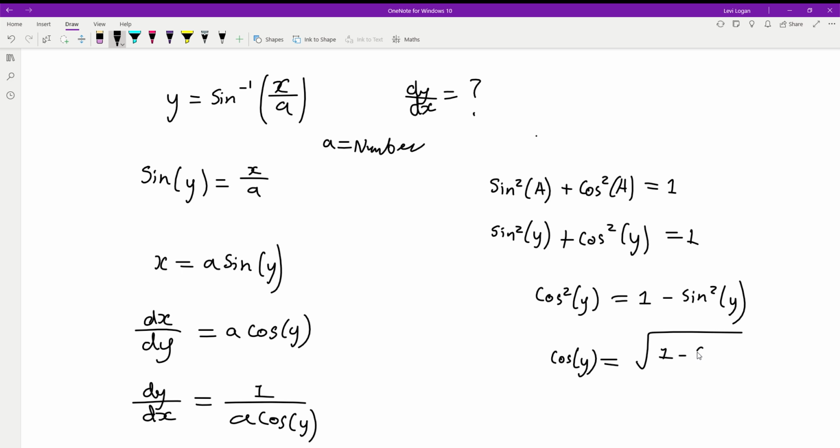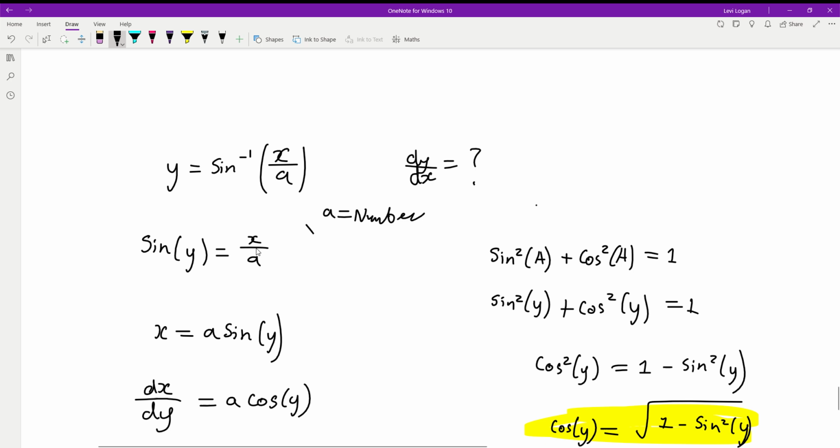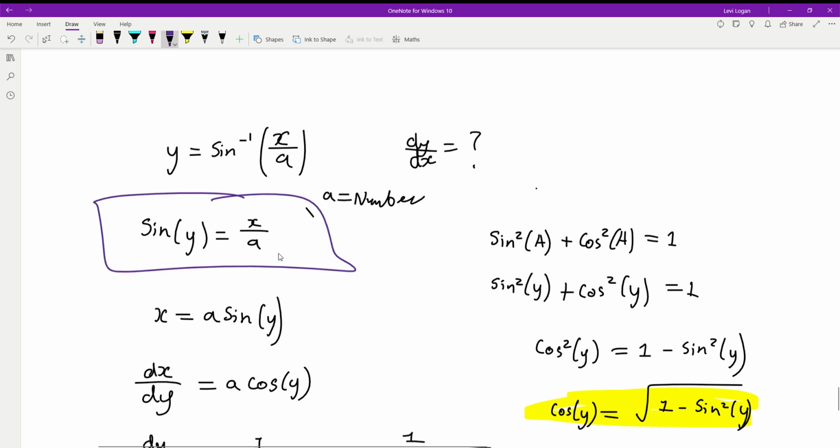So I get this. And now I know what cos of y is. So I can place this guy straight into here. So I'll get 1 on a square root of 1 minus sine squared of y. Now, I know what sine of y is. Sine of y is this guy here. So I can place this guy down here.